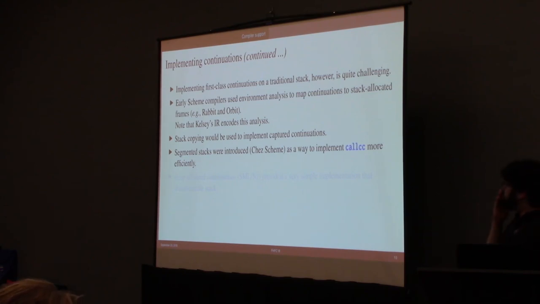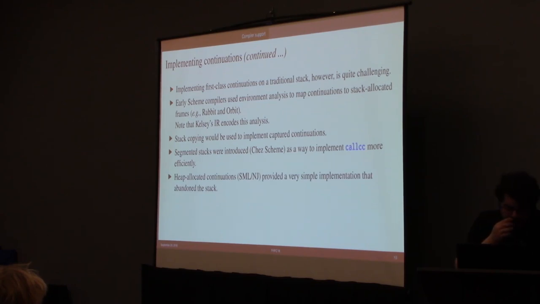So segmented stacks were introduced for Chez Scheme to implement call/cc more efficiently, especially since it delays the decision to do the copying until you actually return. I think the call/cc actually is escaping. So in SML/NJ, they use heap allocated continuations that are immutable, so you don't need to do the stack copying to save it in case you want to return twice. And so they just don't even bother having a traditional call stack.